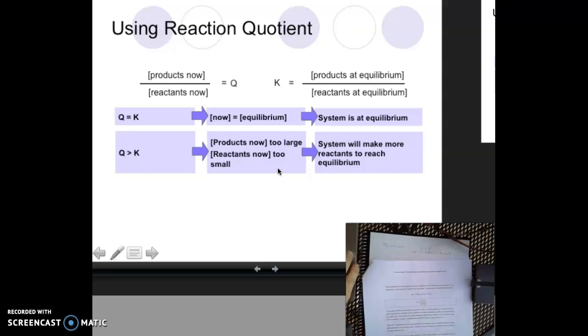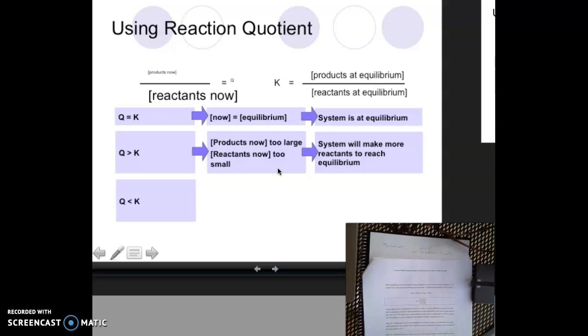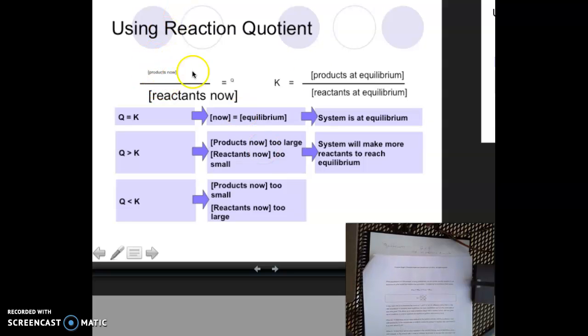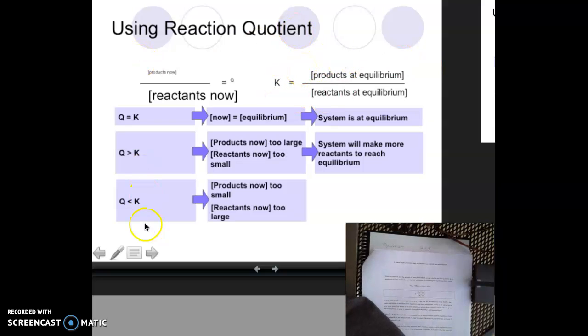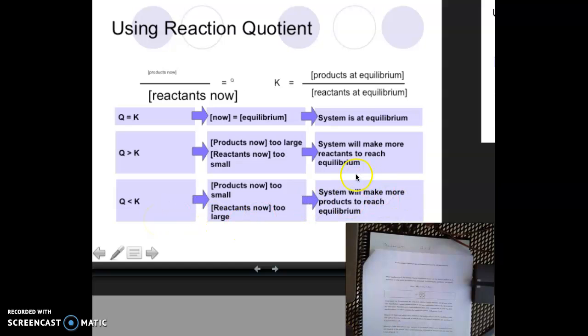If the opposite is true, if the reactants are too large, then mathematically we would get a Q that is smaller than K. We haven't formed enough products to be equal to K. We're always comparing to K, to the equilibrium position. So if Q is less than K, that means the reaction has to shift to the right. It's going to keep moving to make more products in order to reach equilibrium.